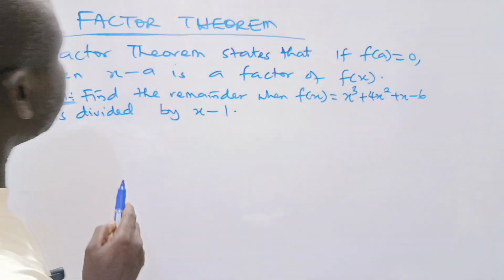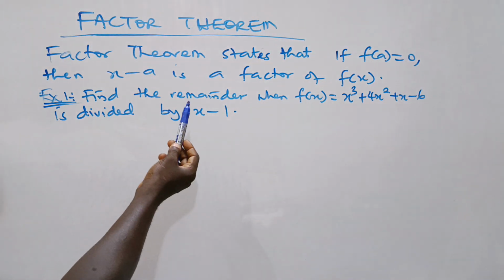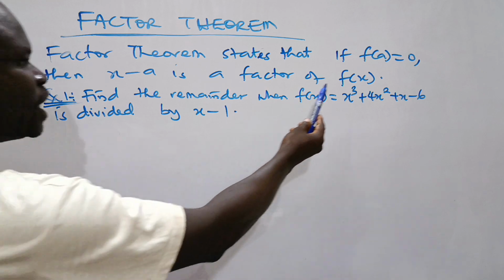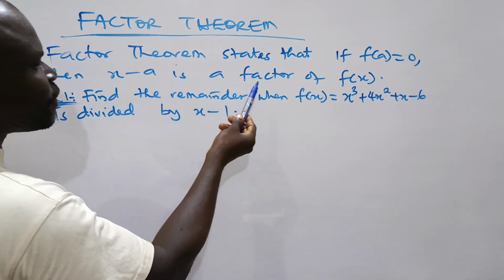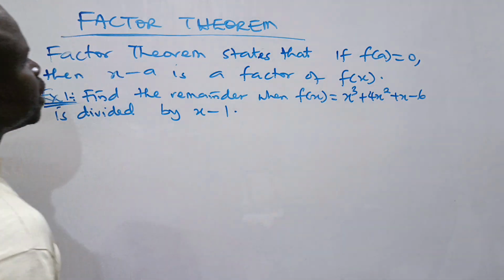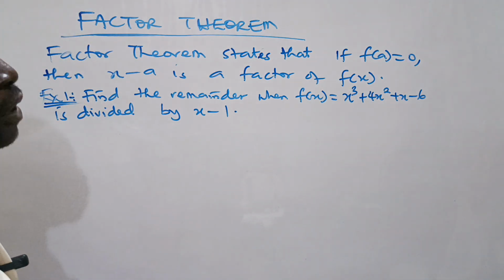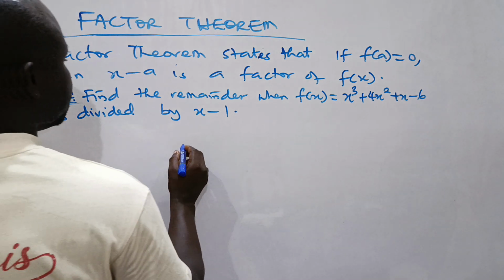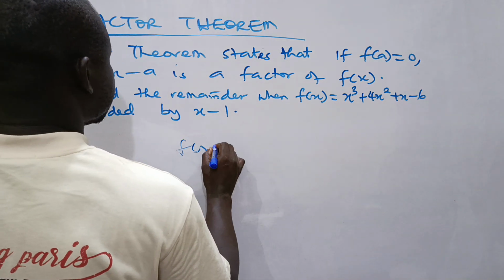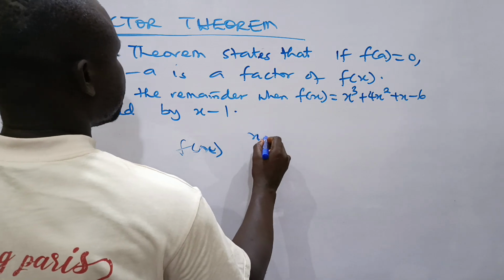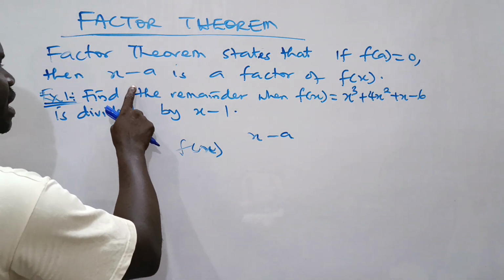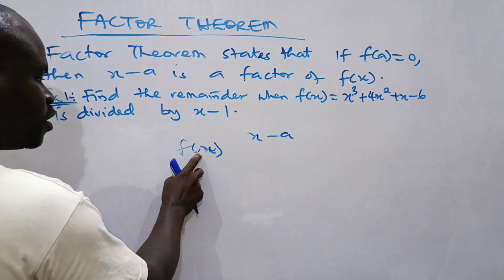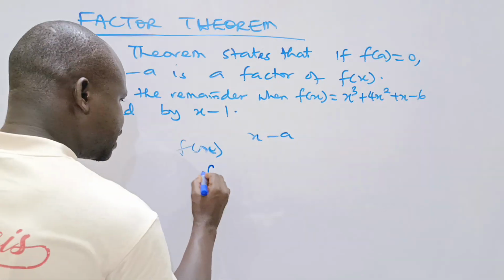Today we want to look at the factor theorem. The factor theorem states that if f of a is equal to 0, then x minus a is a factor of f of x. You will recall that when we discussed the Remainder Theorem, we said that if x minus a divides this polynomial f of x, then the remainder is f of a.